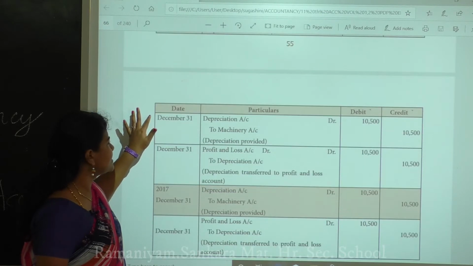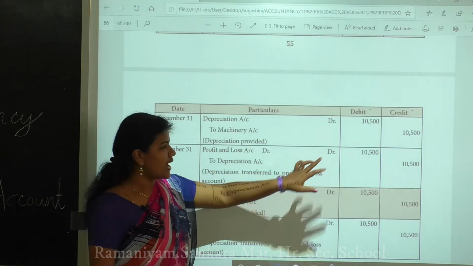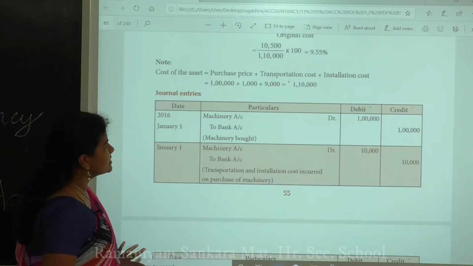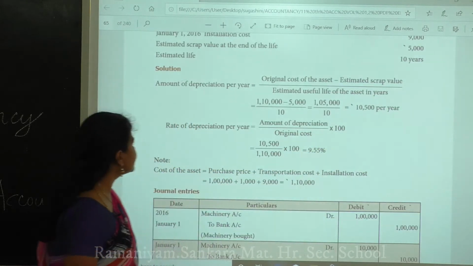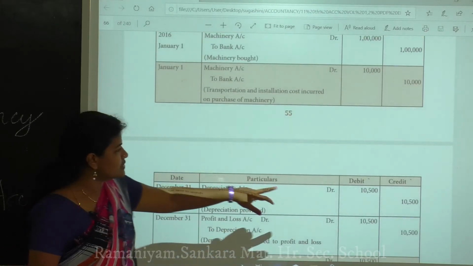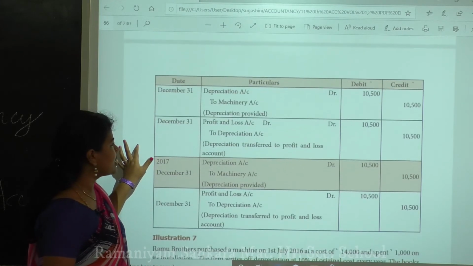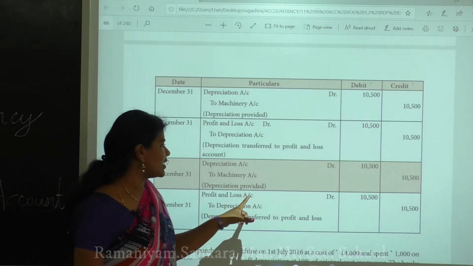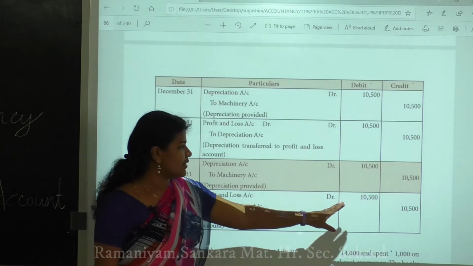Next, December 31st, depreciation account debit to machinery account credit. So this is 10,500. How do we calculate this 10,500? Look at here, 10,500 per year. That is the amount of depreciation. Next one is, 10,500 and 10,500, profit and loss account also. So profit and loss account debit, depreciation account credit. Another thing, depreciation account debit to machinery account credit, the same amount. So profit and loss account debit to depreciation account 10,500, 10,500.